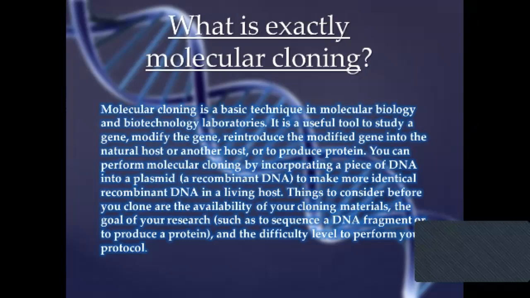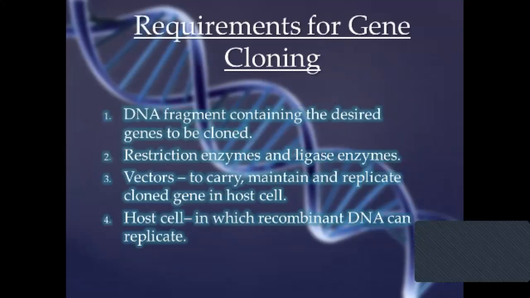You can perform molecular cloning by incorporating a piece of DNA into a plasmid to make more identical recombinant DNA in a living host. Things to consider before you clone are the availability of your cloning materials, the goal of your research, and the difficulty level to perform your protocol. To begin with, you have to prepare some important materials for cloning. The first being the DNA fragment containing the desired genes to be cloned.